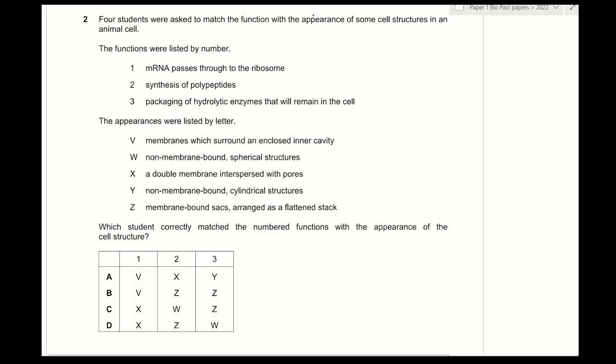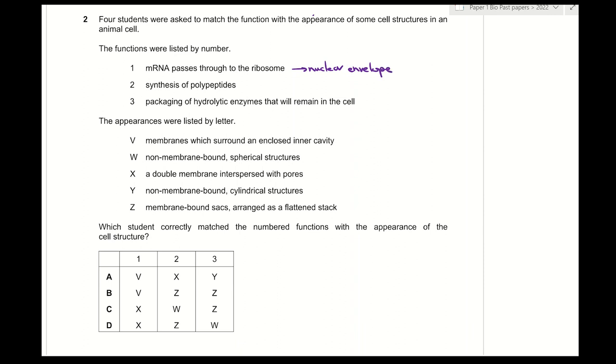Question number two, four students were asked to match the function with the appearance of some cell structures in an animal cell. Which student correctly matched the numbered functions with the appearance of the cell structure? Now let's start with one. mRNA passes through to the ribosome. As you all know, this structure is definitely going to be the nuclear envelope.